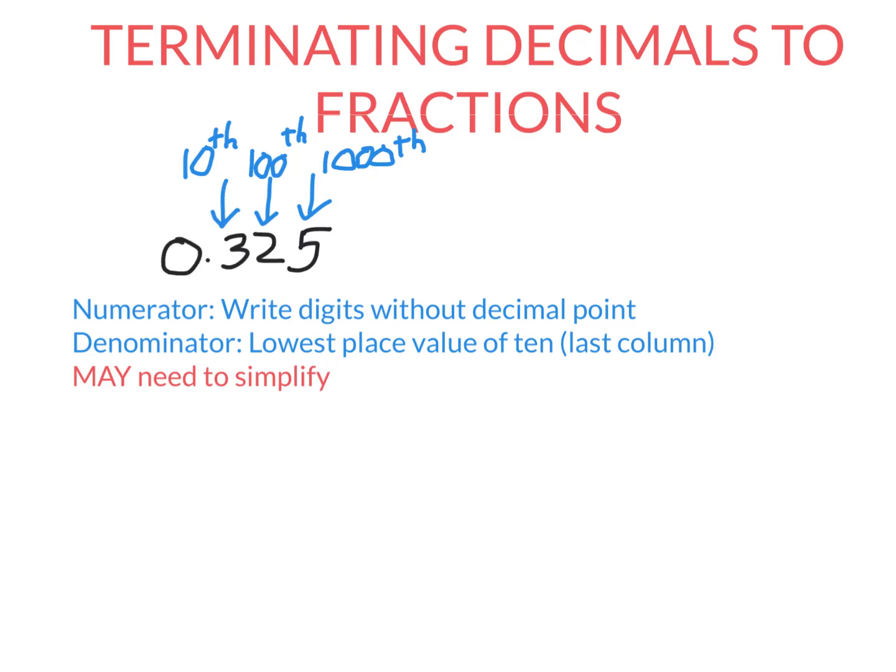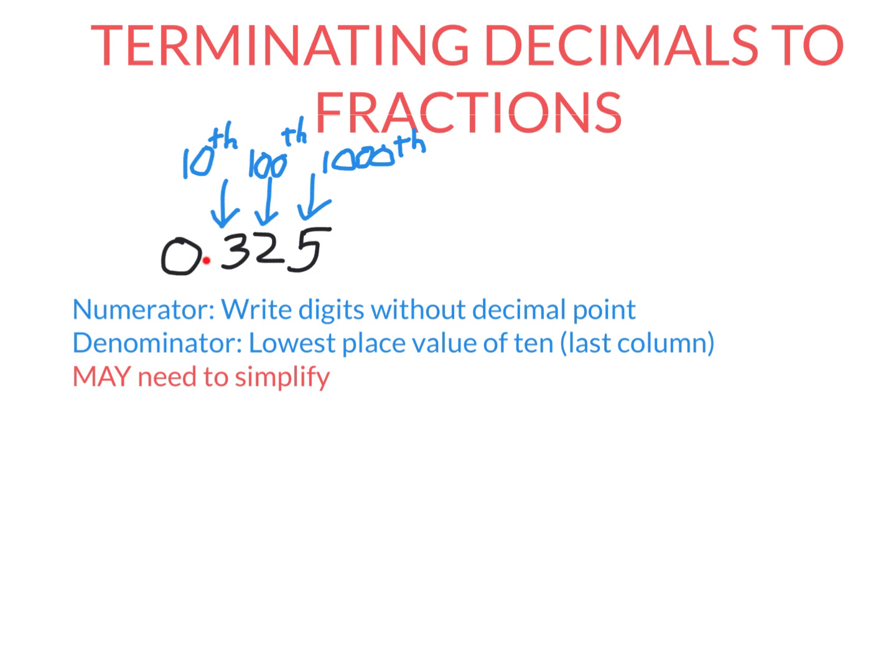Thank you so much for tuning into this video in which we will look at converting terminating decimals to fractions. So recall that terminating decimals are ones like these. They are decimals such that the digits after the decimal point eventually end. They don't go on forever, in contrast to recurring decimals. So the key to converting decimals like this to fractions is to understand place value.